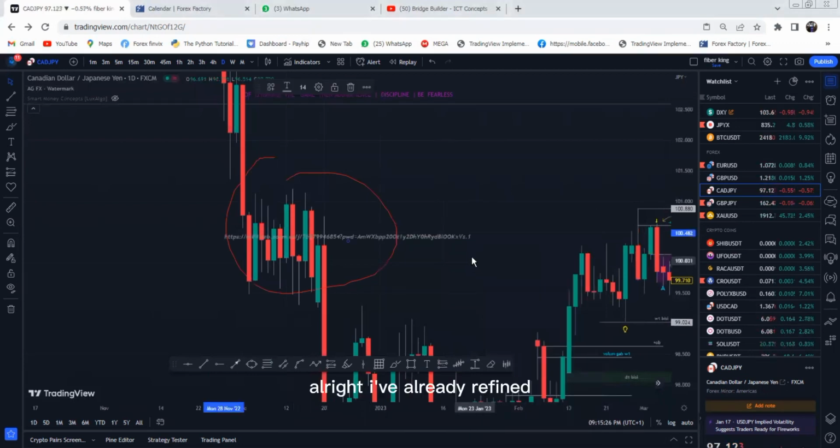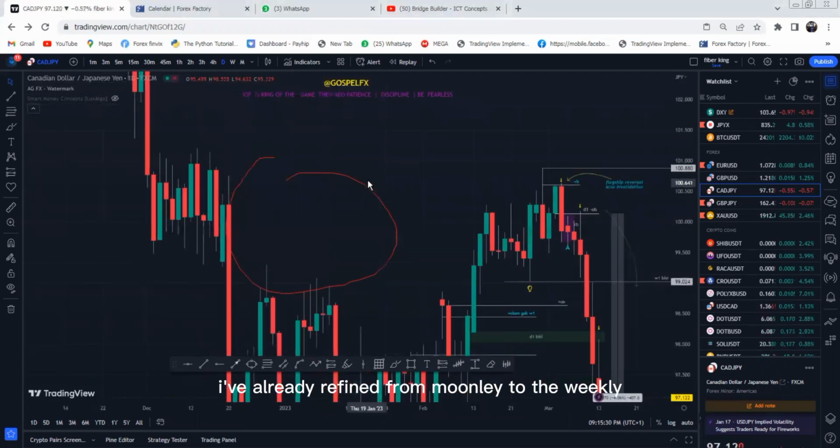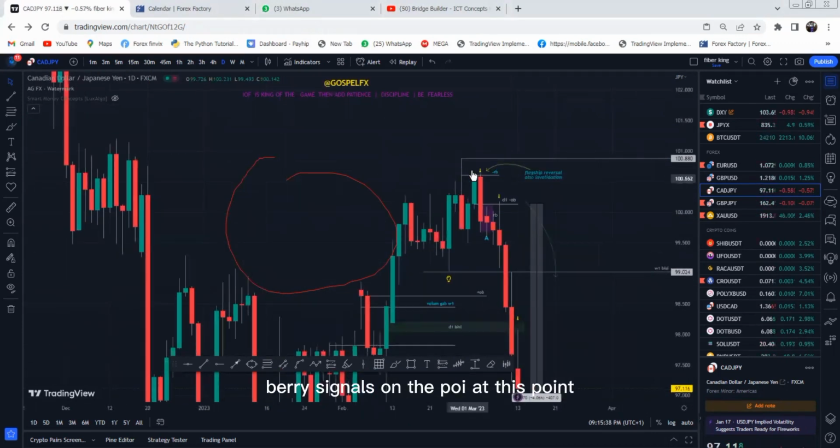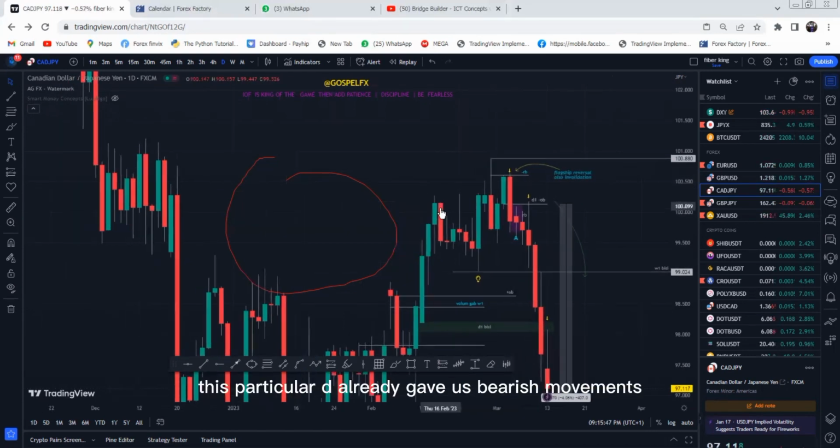All right, I've already refined from monthly to the weekly. So all I can do now is just look for bearish signals on the POI at this point. Remember, this signal is coming from a higher time frame, so I won't just look at the 1 minute and so on, because this particular day already gave us bearish movements on the smaller time frames, but that wasn't enough. We are looking for a bearish reversal from a higher time frame.